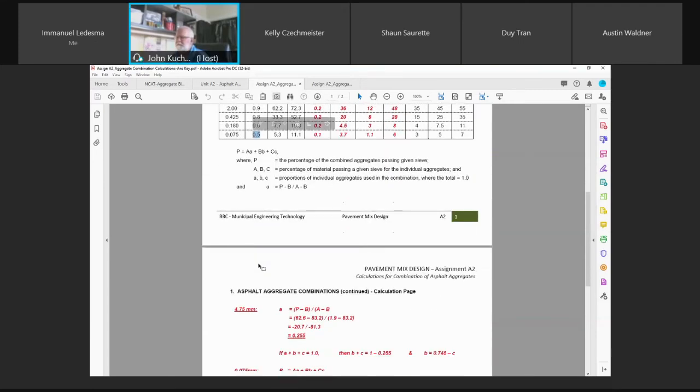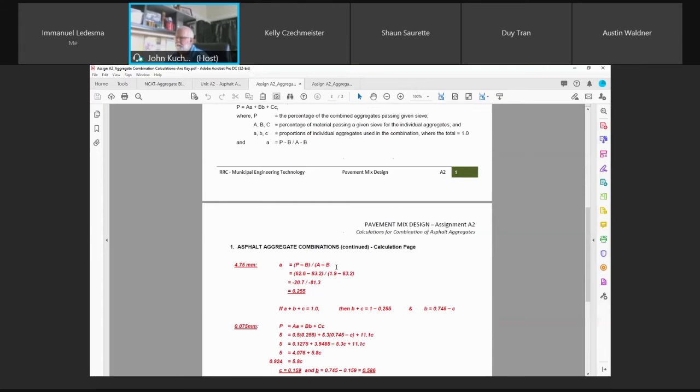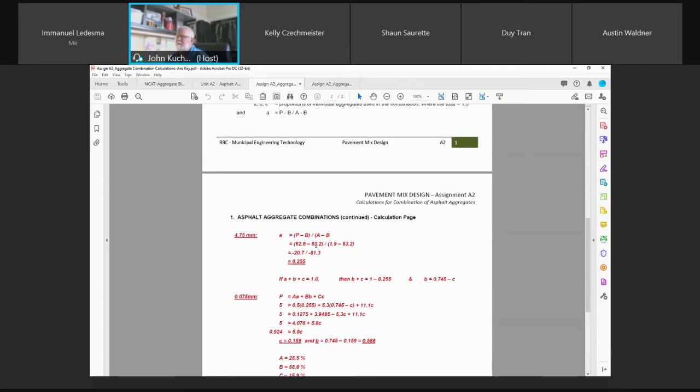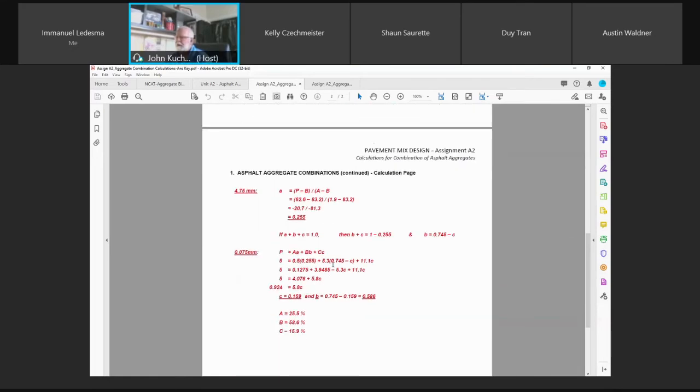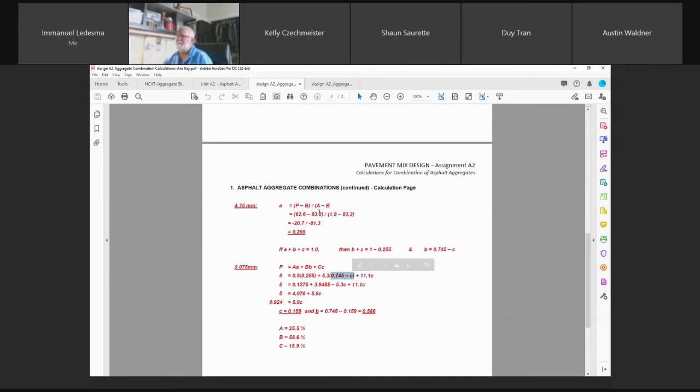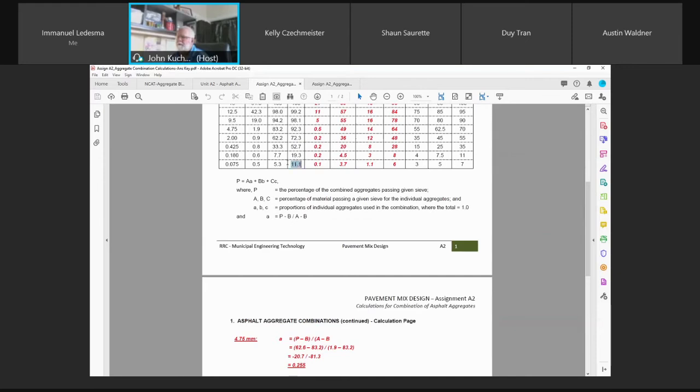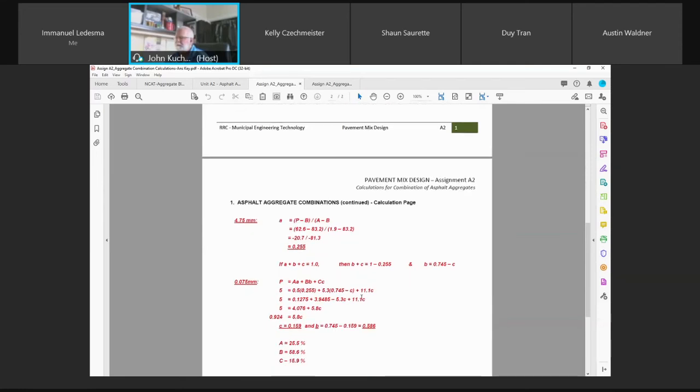Okay, so it's 0.5 times 0.255, plus we go to B, 5.3 times B. Well, we determined B here as equal to 0.745 minus C. So we plug that in, plus C. There's 11.1% passing, 0.075 on material C, times C. We don't know what C is. We're going to solve for it. Okay, so it's just straight math.